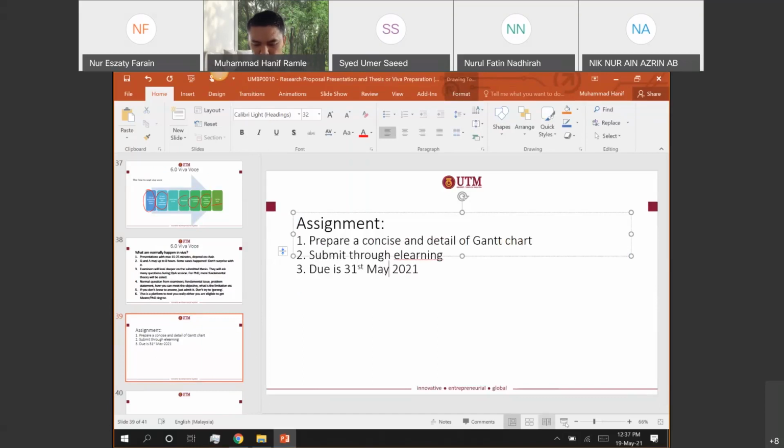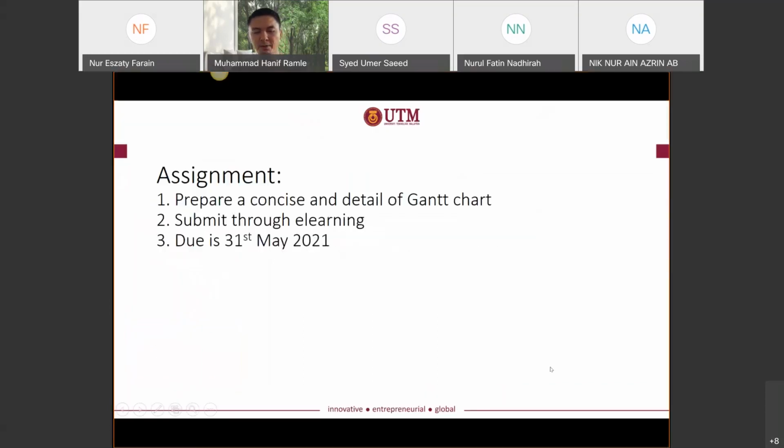Okay. So this is your assignment. Prepare a concise and detailed Gantt chart, submit through e-learning. Okay, I will create a submission link. So you have to submit before 31st May 2021. Okay, a very simple assignment. And of course the Gantt chart will be useful for your proposal writing later on.